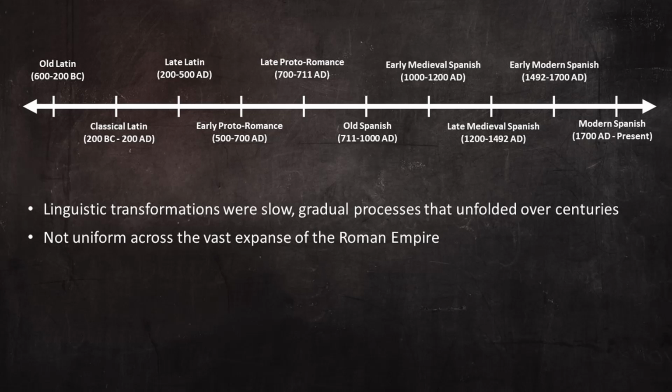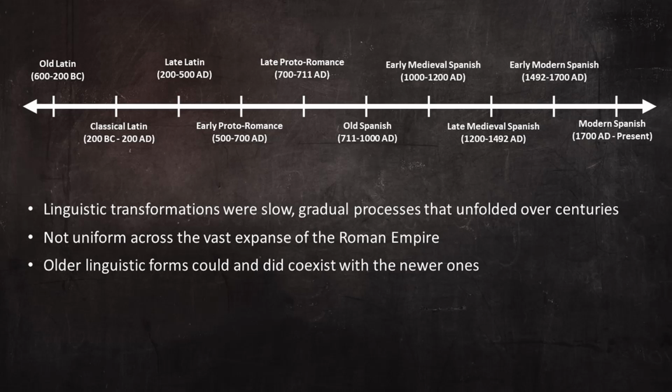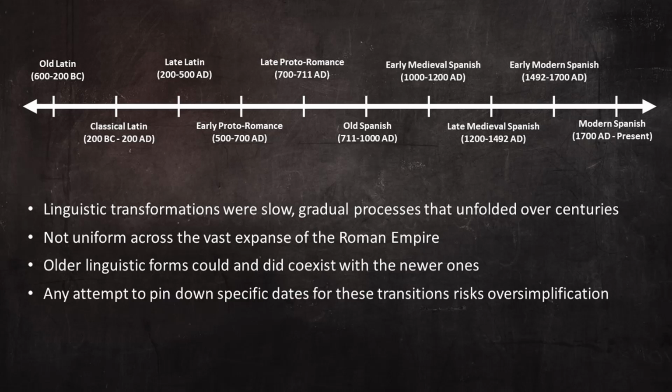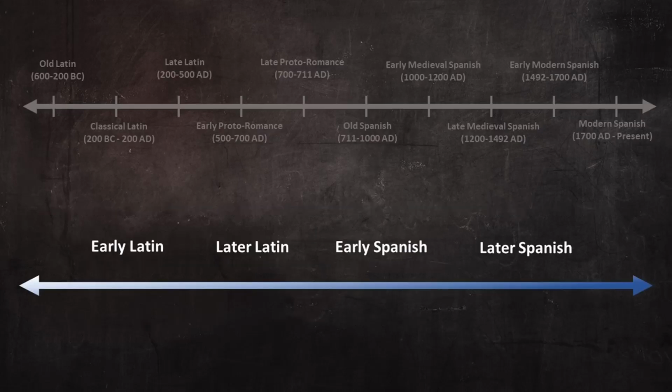Moreover, these changes were not uniform across the vast expanse of the Roman Empire. Depending on the strata of society or the geographical region, older linguistic forms could and did coexist with newer ones for considerable periods. Therefore, any attempt to pin down specific dates for these transitions risks oversimplification that may lead to an inaccurate understanding of this process. So in this video, instead of trying to divide the history into discrete and well-defined periods, I'll use more general terms like early Latin, later Latin, early Spanish, and later Spanish, acknowledging the gradual and overlapping nature of the process. While this approach is less definitive, it gives a more accurate and nuanced understanding of the reality.